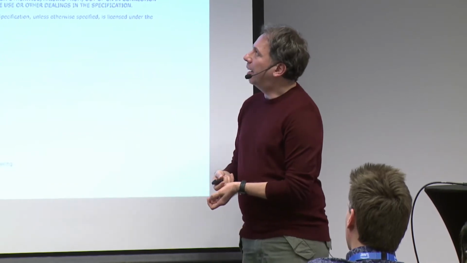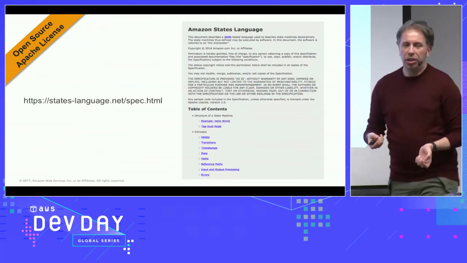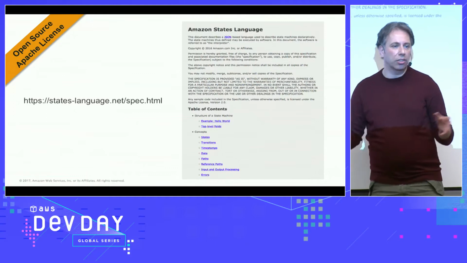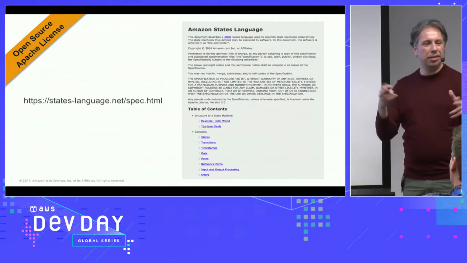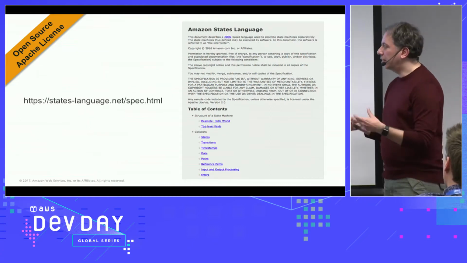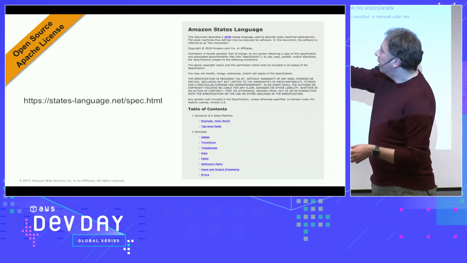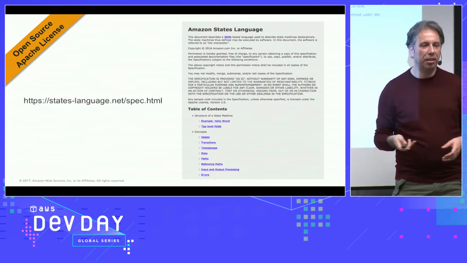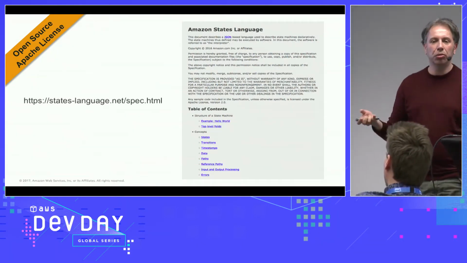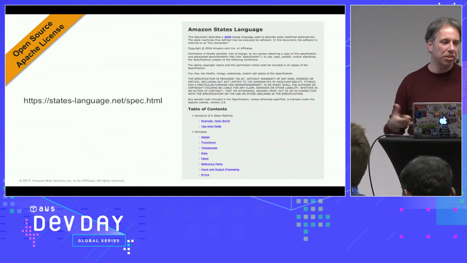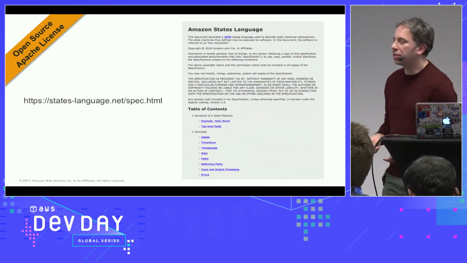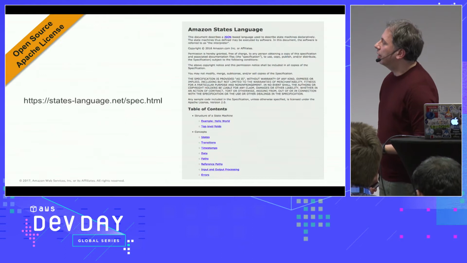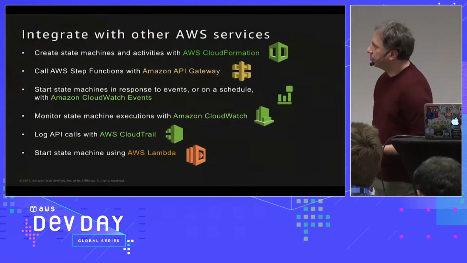This is the Amazon States Language. So as I said, it's an open source specification that goes through all the things that I mentioned with great detail and more information. So I strongly suggest to have a look at it. And as I said, it's open source. So if you are thinking of building something similar or you need a similar concept, you can get it from here because it's completely open source documentation that we provide.